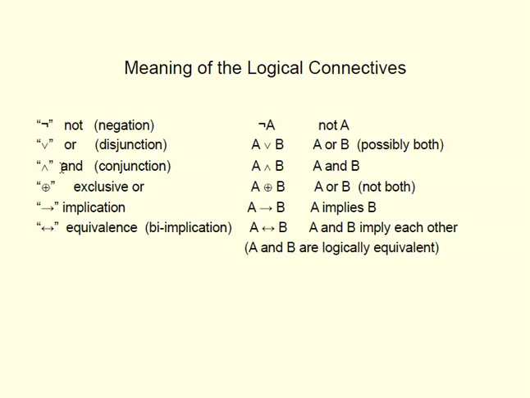Actually, this or is called a disjunction. We have a conjunction, which means A and B. It means both of them have to hold. Then the exclusive or, implication, and if and only if, also sometimes called bi-implication. We say that A and B are logically equivalent. One way of saying it is that A and B imply each other. So A implies B and B implies A.